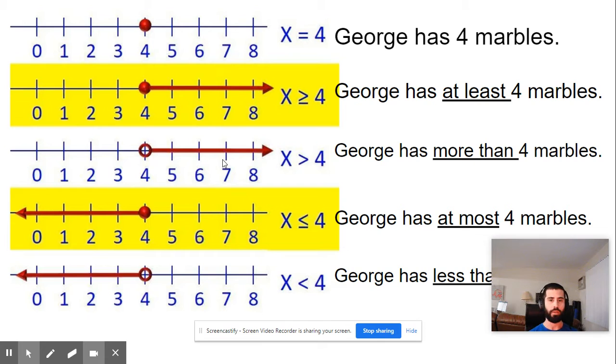So this is a review of what each of these inequality signs means before we get into the actual Delta Math assignment.